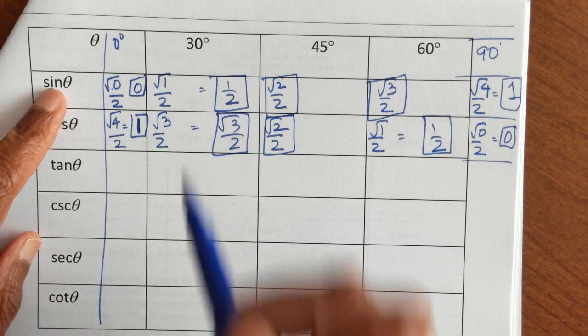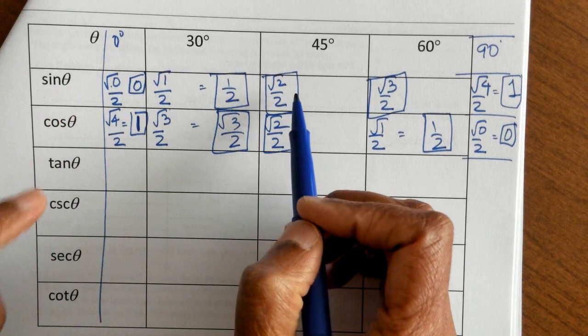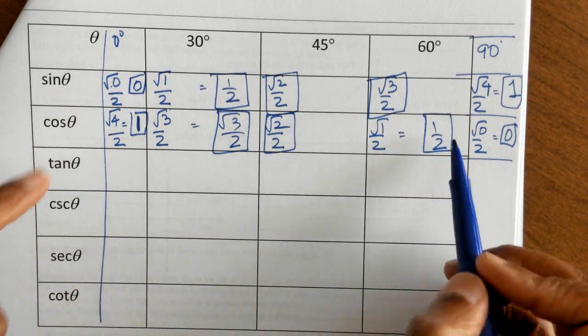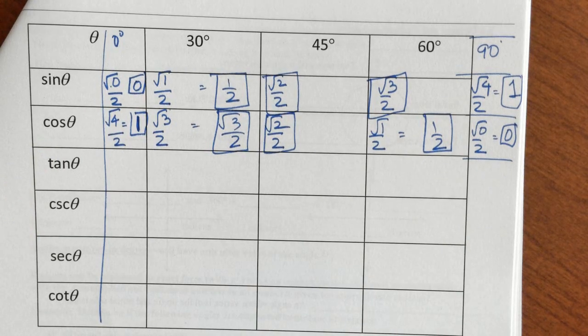So if someone says what is sine of 30 degrees, it's half. What is sine of 45 degrees? Square root of 2 over 2. What is cosine of 60 degrees? It's half. So this is how you'll get the values.